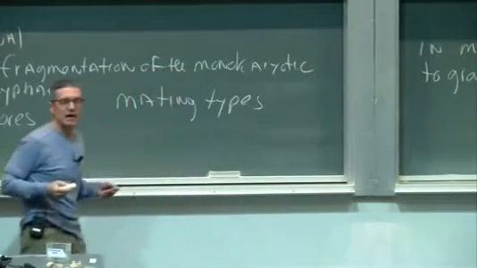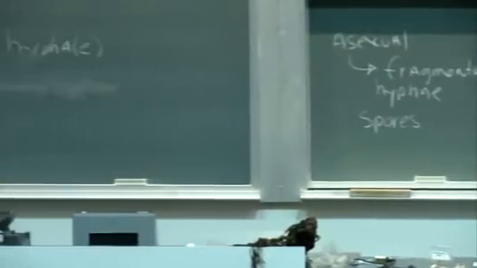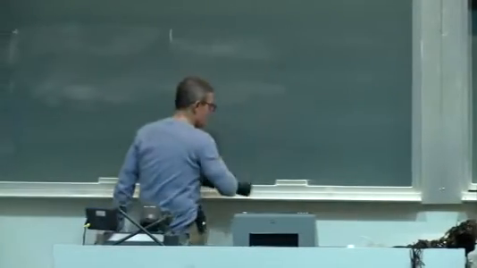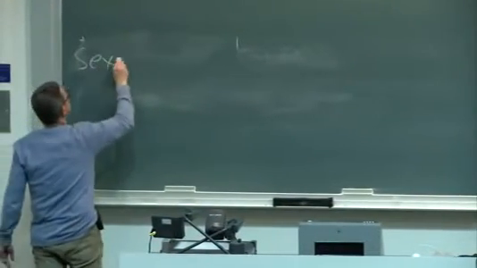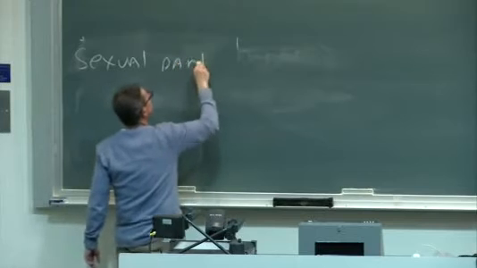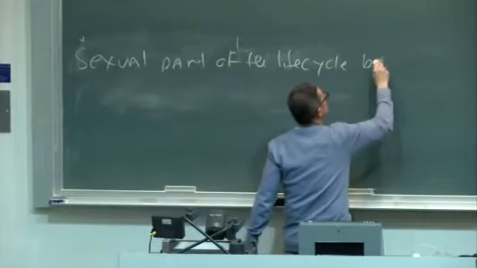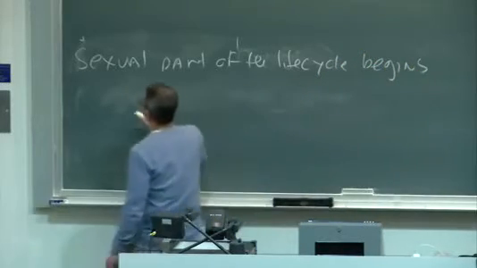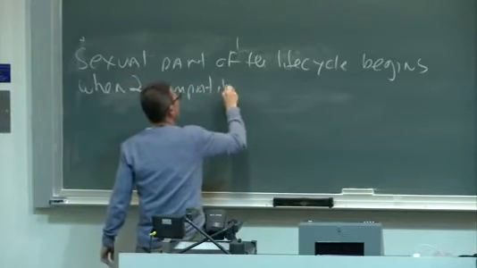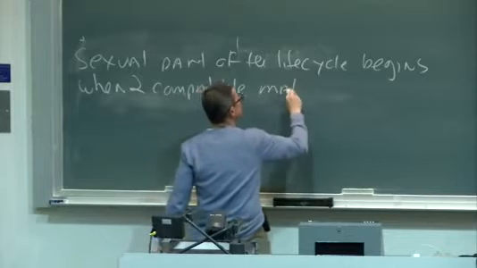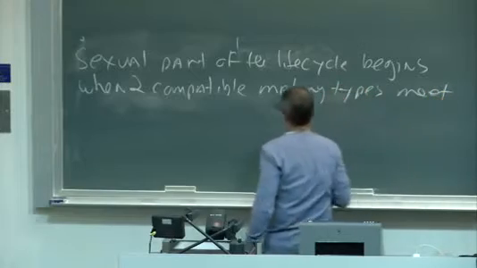Call these sexes mating types. And in the fungi, the mating types can be many depending upon the species. And what we can say happens is that the sexual part of the life cycle begins when two compatible mating types meet and fuse.